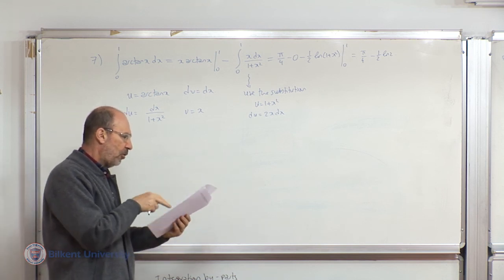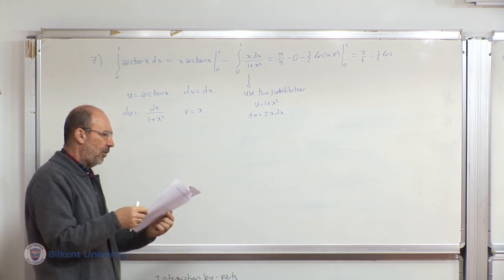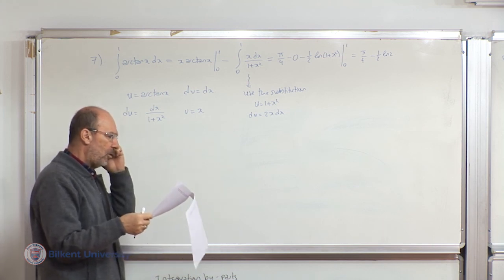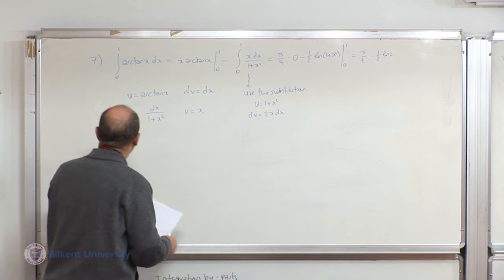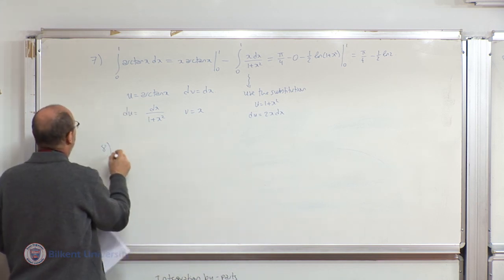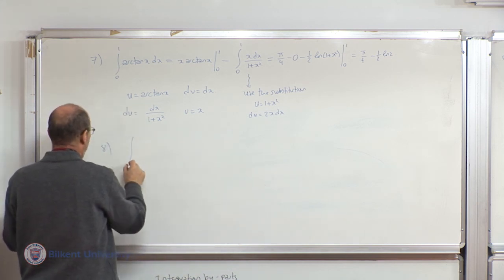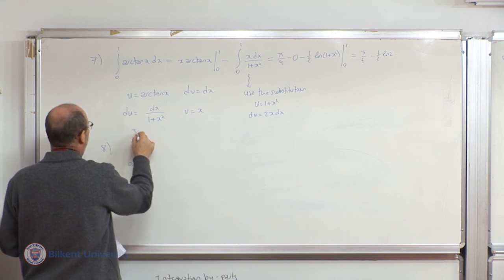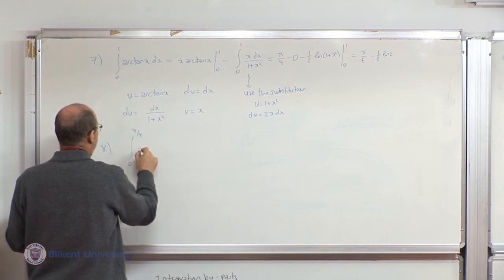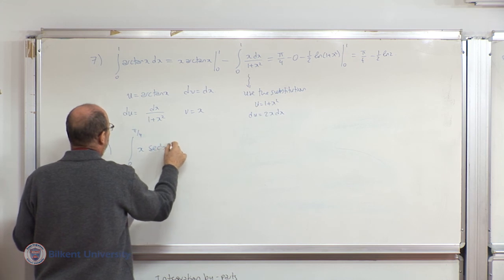Then we have the reduction formula. But before the reduction formula, maybe we can do this. So this is the integral from 0 to pi over 4 of x times secant squared x dx.